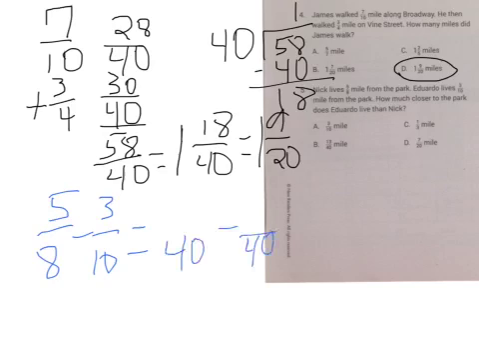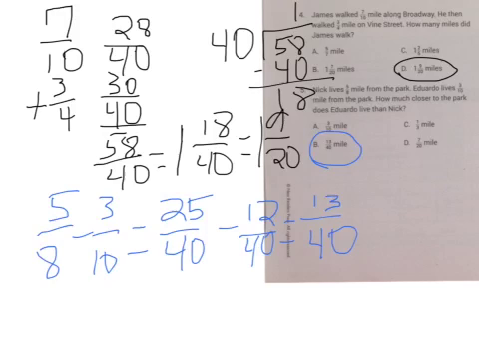Okay, so I know that 8 will divide into 40 5 times, and 5 times 5 is 25. And I know 10 will divide into 40 4 times, so 4 times 3 equals 12. And so I'm just going to simply subtract 25 minus 12, and that's going to give us 13 over 40. So there we go. That is our B answer. So we know 13 over 40 miles is the difference between where Eduardo lives and Nick.